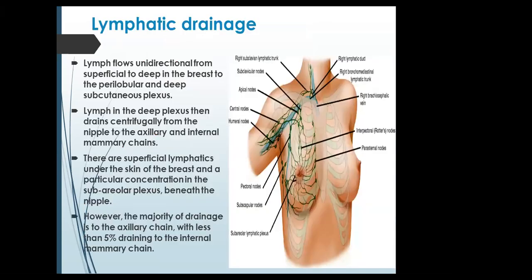Lymphatic drainage of the breast. Lymph flow is unidirectional from the superficial to the deep in the breast, to the perilobular and deep subcutaneous plexus. Lymph in the deep plexus then drains centrifugally from the nipple to the axillary and internal mammary chain. There are superficial lymphatics under the skin of the breast and a particular concentration in the subareolar plexus beneath the nipple. However, the majority of the drainage is to the axillary chain, with less than 5% to the internal mammary chain.